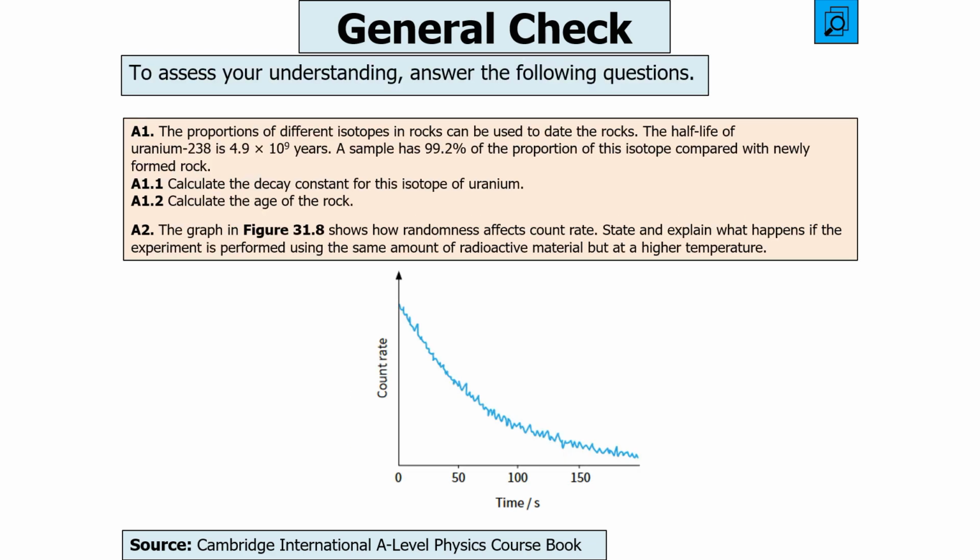The next question says, the proportion of different isotopes in rocks can be used to date the rocks.